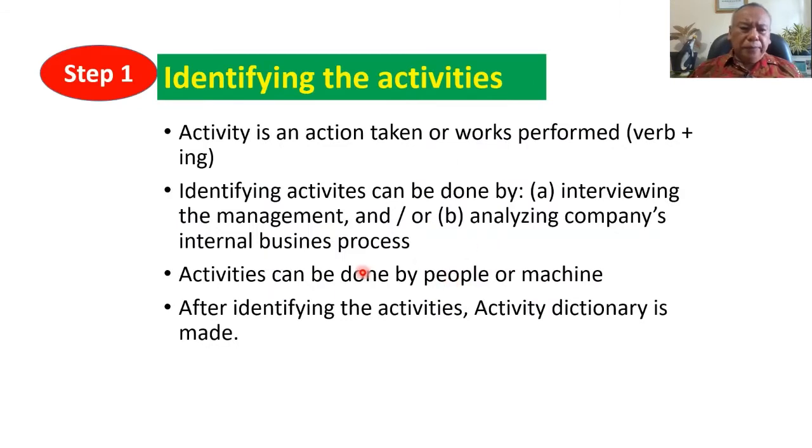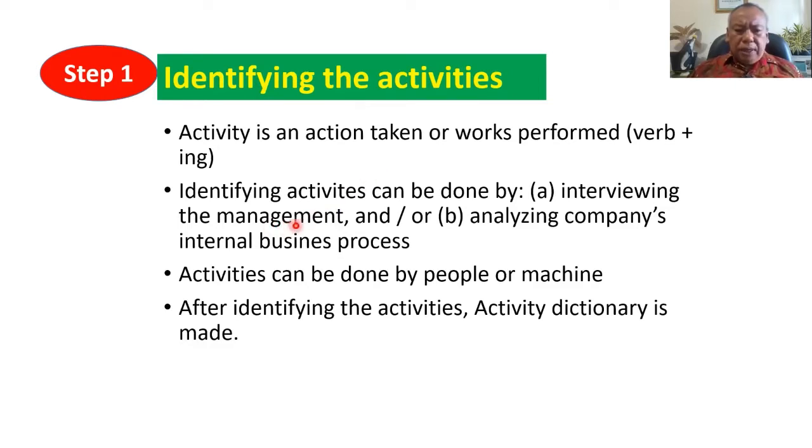And then we look at it step by step. The first step here, identifying the activities. How do we identify the activities? So what does activities mean? Activity is actually an action taken or work performed. Usually we use verb plus -ing. For example, setting up machine, inspecting the incoming raw material, or for example, purchasing the raw material, and so on.